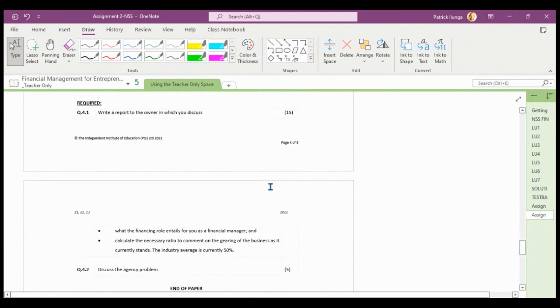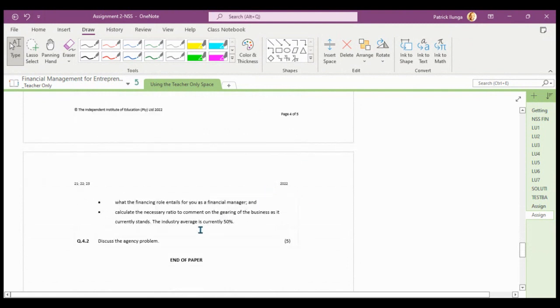Write a report to the honor in which you discuss, first, what the financing role entails for you as a financial manager. It's a question we touched on, and I believe for 6 marks you can nail this one. Make sure you reference each sentence, not the paragraph. Make sure you reference each sentence that you have read somewhere else.